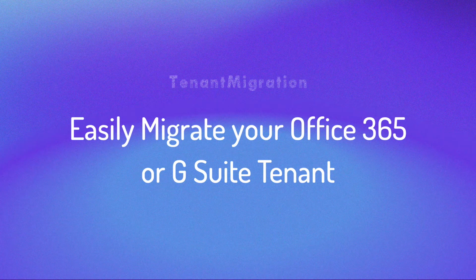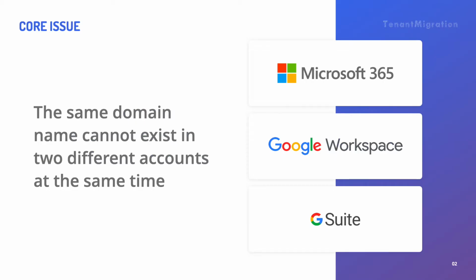I'm here to provide you a quick but thorough overview of the tenant migration process, and hopefully this will answer the majority of your questions. The core issue is that the same domain name cannot exist in two different accounts at the same time. The examples we have on the screen, Microsoft or Google Workspace, are just two examples, but you can use this on any hosted email system that doesn't allow you to have multiple domains attached to multiple accounts.